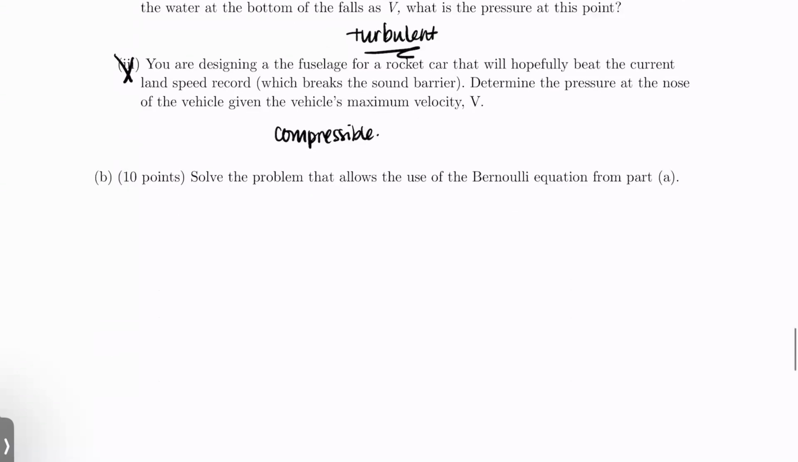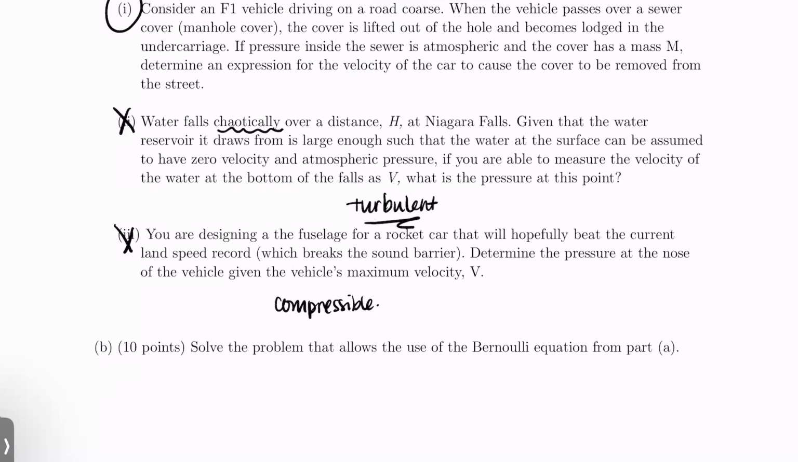The next part is to solve the problem that allows the use of the Bernoulli equation. And if you pick the wrong one, but you generally apply the Bernoulli equation correctly, as if it could have been used, that's fine. I won't double-take the points. Okay, so we're going to look at the first option.